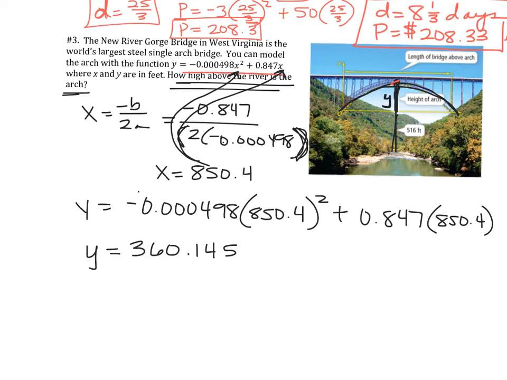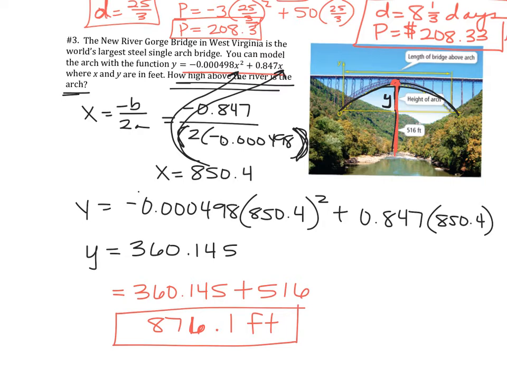Okay, the question was, how high above the river is the arch? So we're looking for how high is this point right here. So we need to take what we just found, the y, and add 516 to it. So 360.145 plus the 516 feet above that it starts the arch. You get 876.1, we'll say, rounded to the nearest tenth, feet high. Okay, so when they ask you how high above the river, it is 876.1 feet above the river.